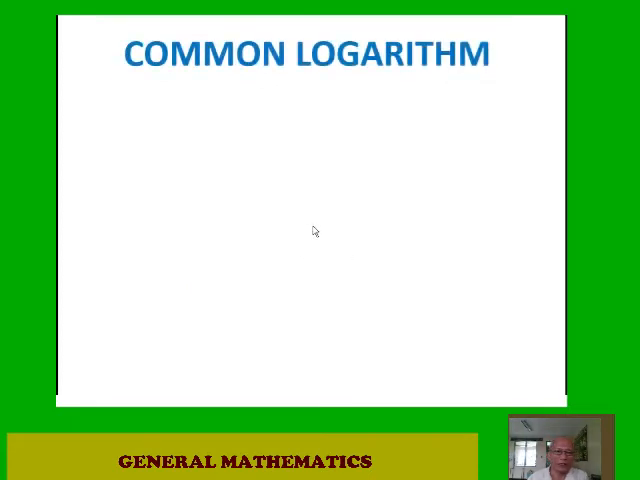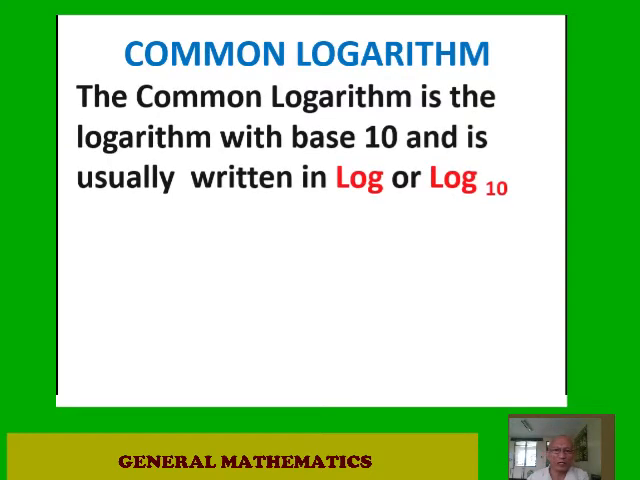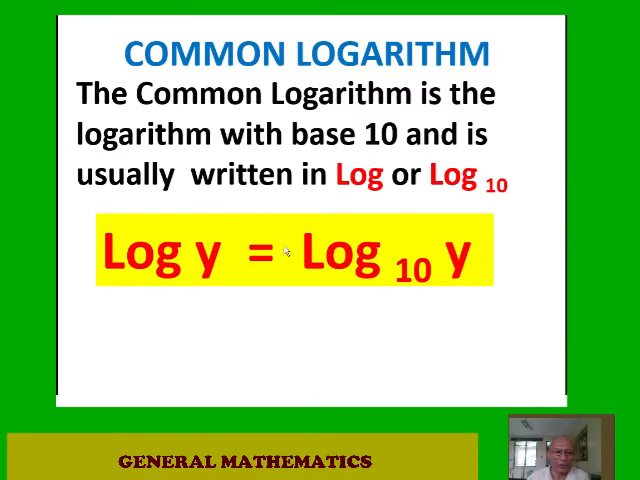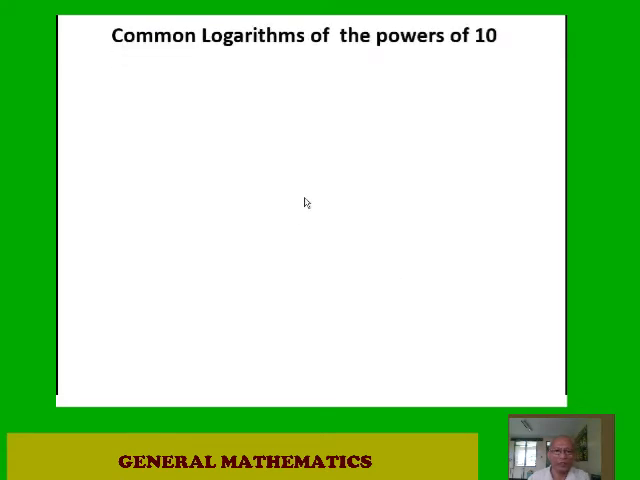Now we have types of logarithm. One is common logarithm. Common logarithm is the logarithm with base 10 and is usually written as log or log base 10. So for the logarithm of any number wherein you cannot see any base, that means that logarithm has base 10. Okay. Common logarithms of the powers of 10.